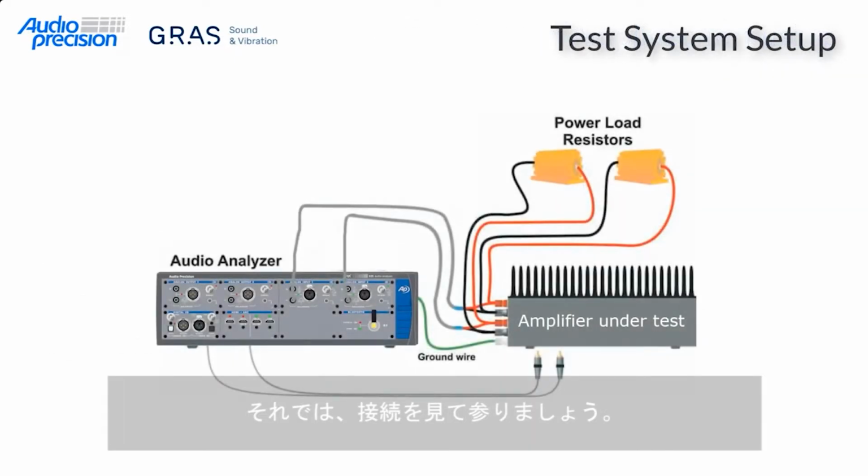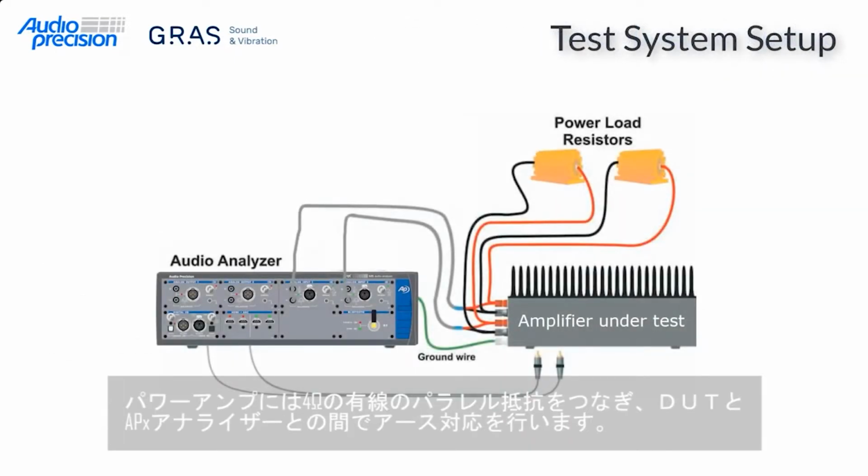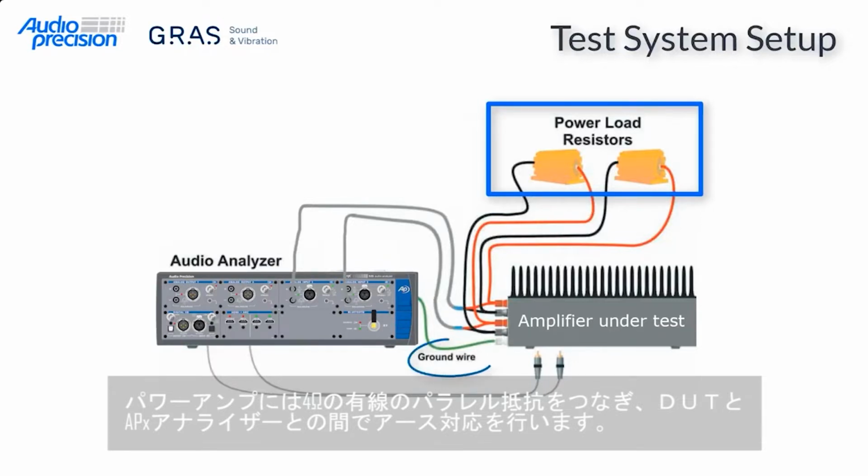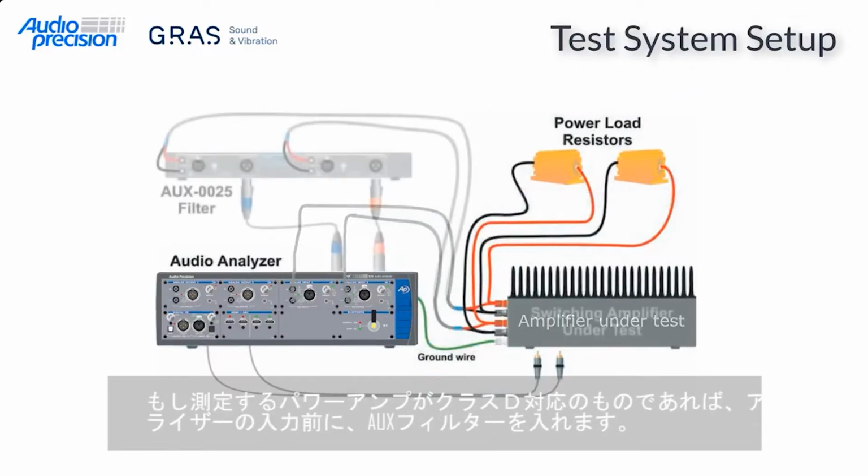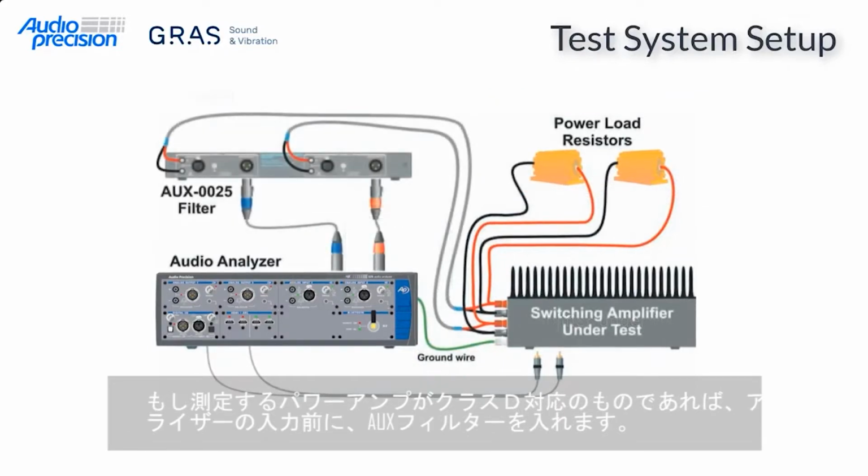Okay, let's take a quick look at the physical setup. In addition to the amplifier under test, I have 4 ohm load resistors wired in parallel with the analyzer. And we also recommend using a ground strap between the DUT, device under test, and the APX analyzer. If the amplifier you're testing is a Class D design, you'll also need an aux filter placed just before the analyzer inputs, as shown in this connection diagram.